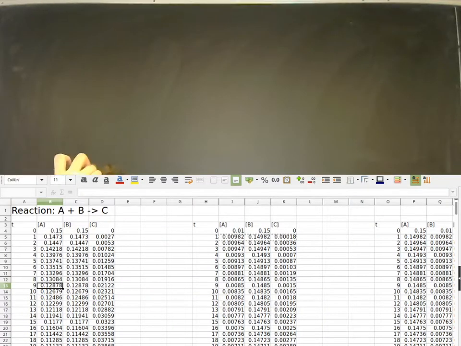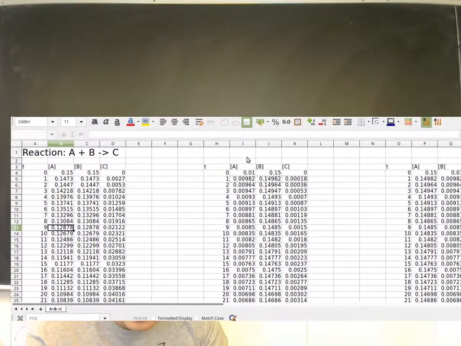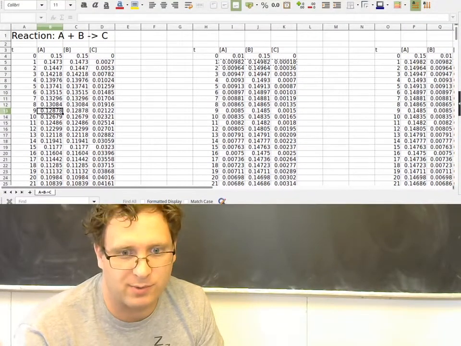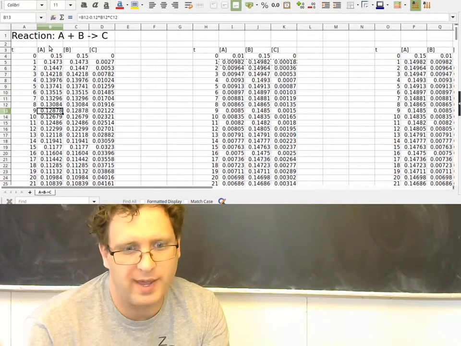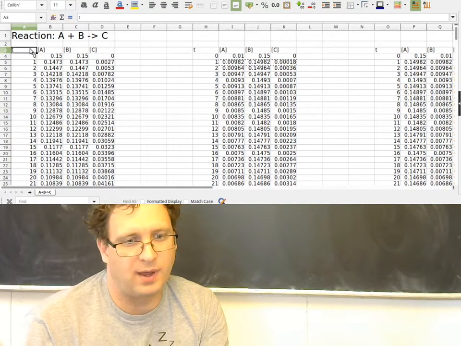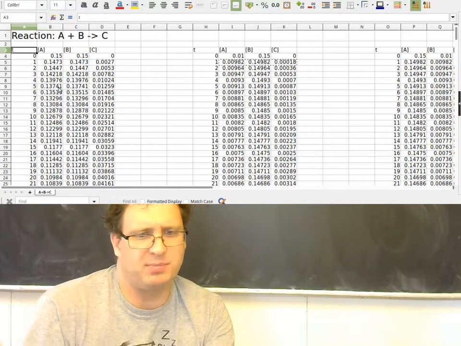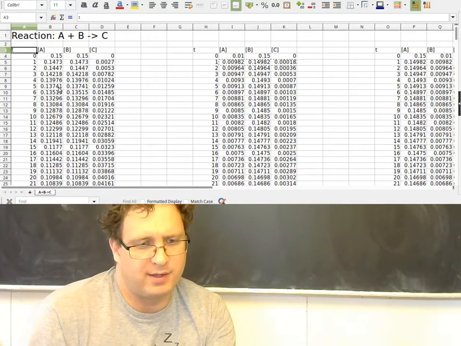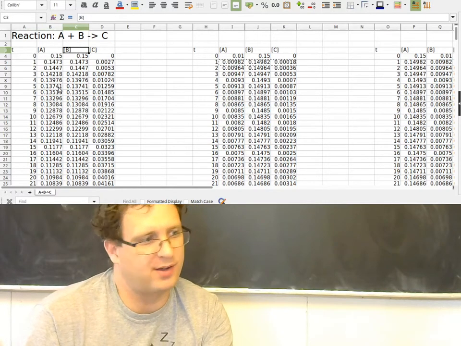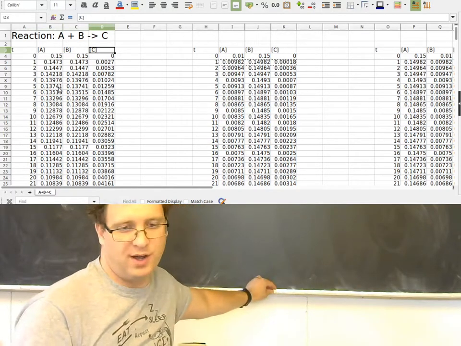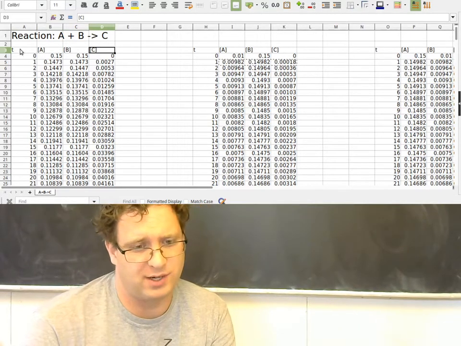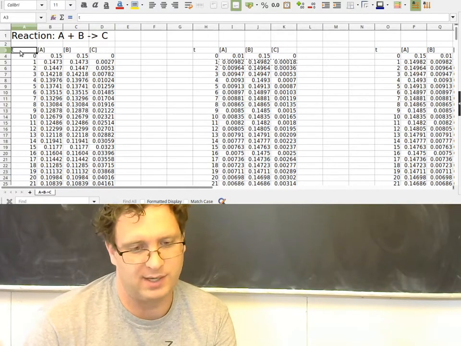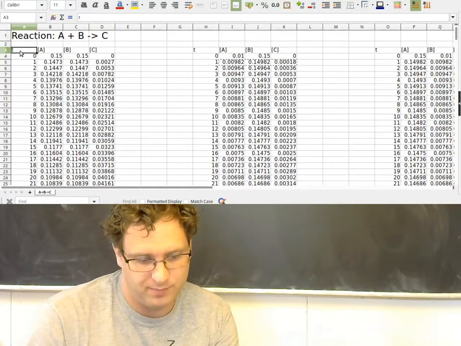Okay, now I've got a spreadsheet here, and I'll go ahead and make it fill the screen. Or, yeah, here. Now you can see my face while I work. So what I have is reaction A plus B goes to C. And we've got the time, the concentration of A, the concentration of B, the concentration of C. In reality, we don't need the concentration of C, but I included it for completeness' sake.